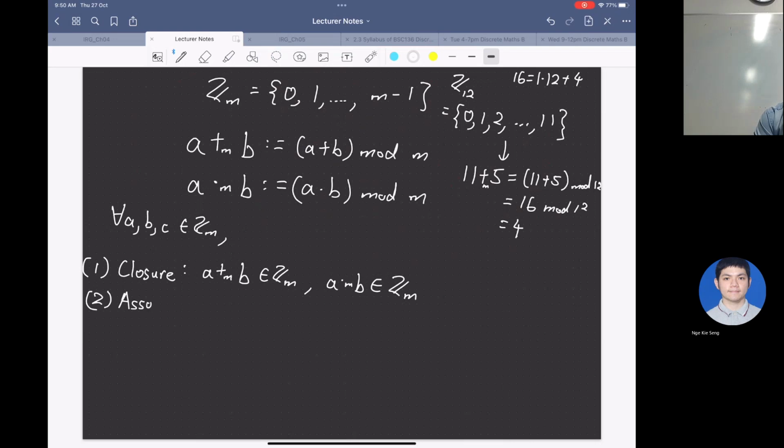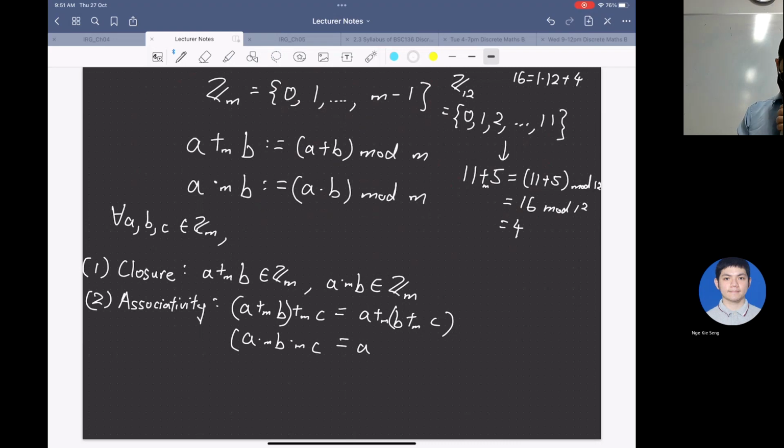Secondly is associativity. I think we also encountered associativity in propositional logic and set theory. So what does it mean? If you add three numbers together, it doesn't matter how you put the brackets. That means you can add the first two first, or you can add the last two first. Similarly, for multiplication, you can multiply the first two first, and also you can multiply the last two first. So associativity.